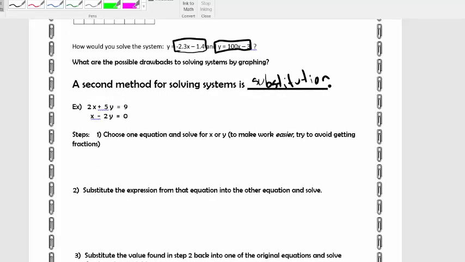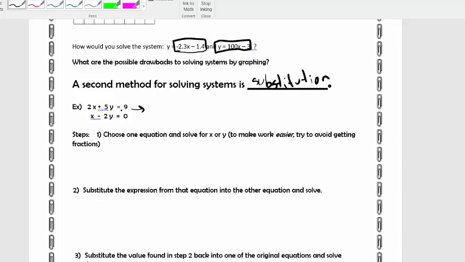So how it works is you'll still be given 2 equations. What I want you to do is pick one equation to work with. You can work with the top or the bottom, it does not matter. And you're going to solve either for x or for y. I know we're used to solving for y, but you can also solve for x because this is substitution. We're not graphing, so you don't have to solve for y. What I like to do is take a look at the picture and think, what is going to help me avoid doing fractions?